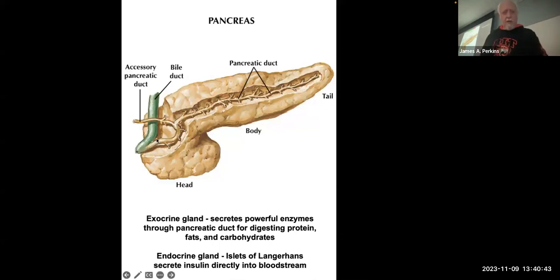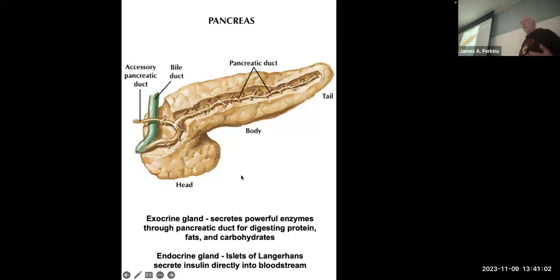In addition to the main pancreatic duct that joins the bile duct at the ampulla of Vater, usually the pancreas also has a small accessory pancreatic duct that flows through a separate papilla. There's something called the minor duodenal papilla that the accessory pancreatic duct flows through.